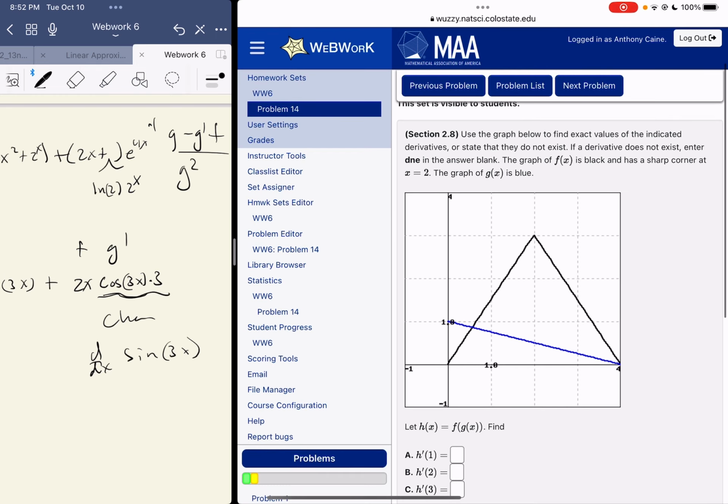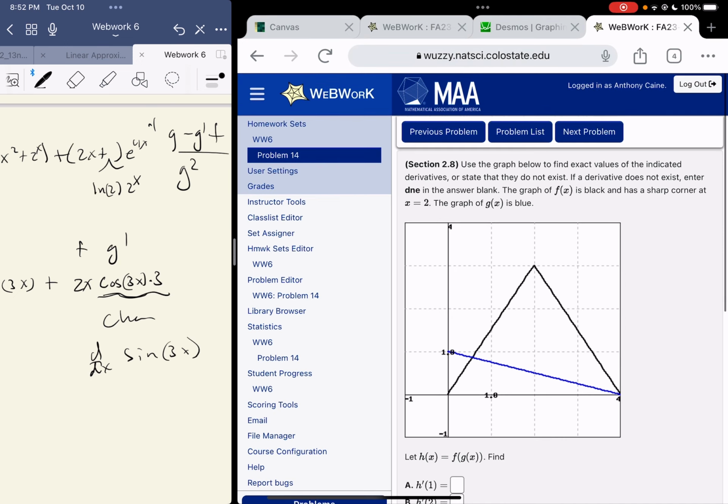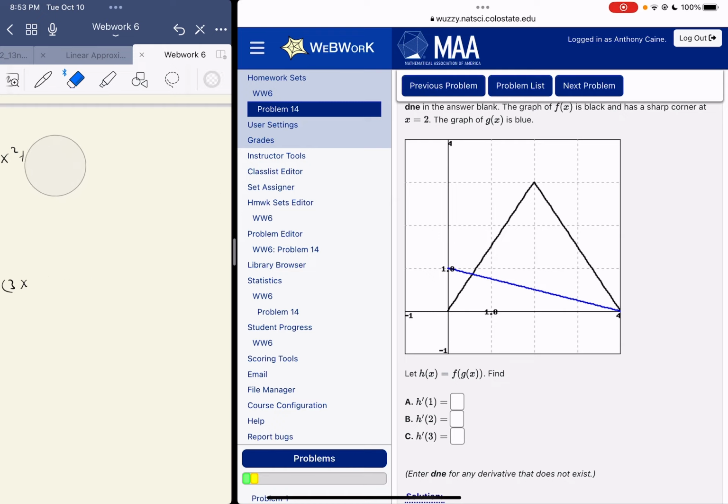All right, let's take a peek at this one. Problem 14, so use the graph to find exact values indicated. The graph of f is in black and has a sharp corner at x equals 2. The graph of g is in blue. All right, h is equal to f composed with g, so let's talk about it. So this is a chain rule with reading the graph. h is equal to f composed with g.